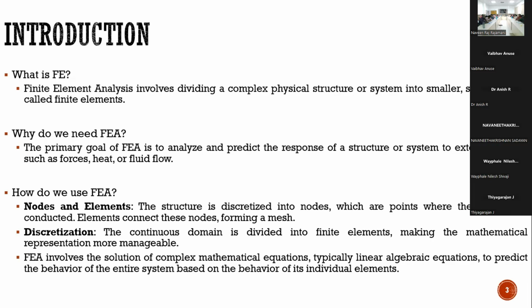So why do we need FEA? Generally, we go for FEA when we cannot do a full set of experiments. Suppose we want to go for n number of experiments and our sample size is very huge. Then we can do experiments for a few sets, and then go for finite element and see how our results match with our experiments.